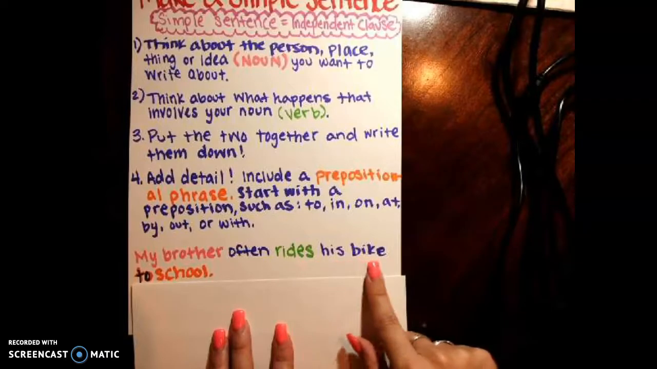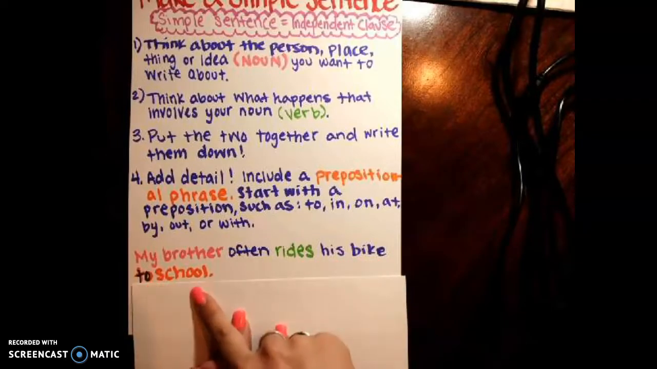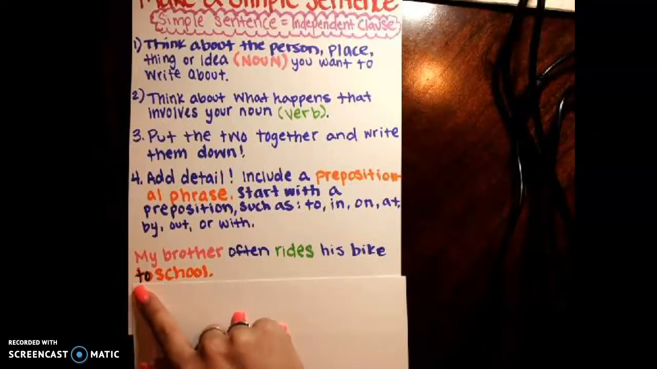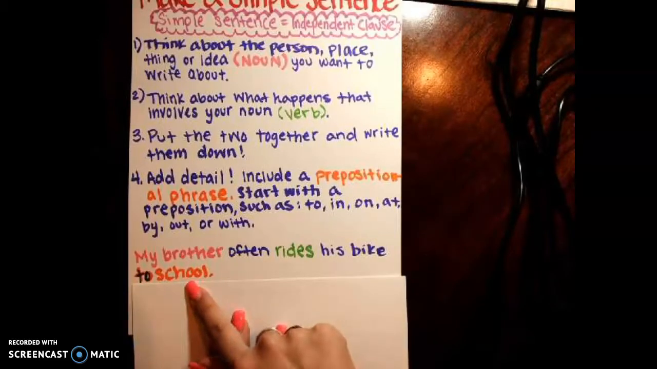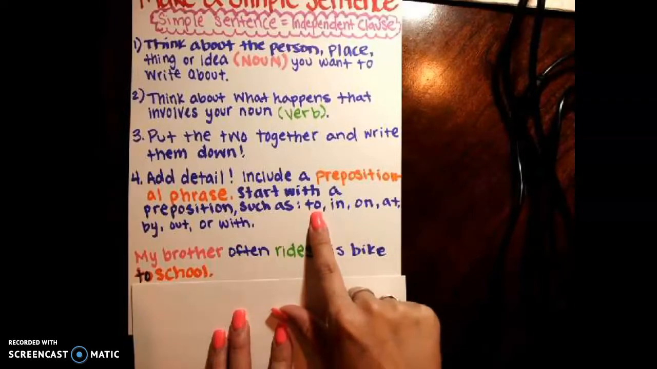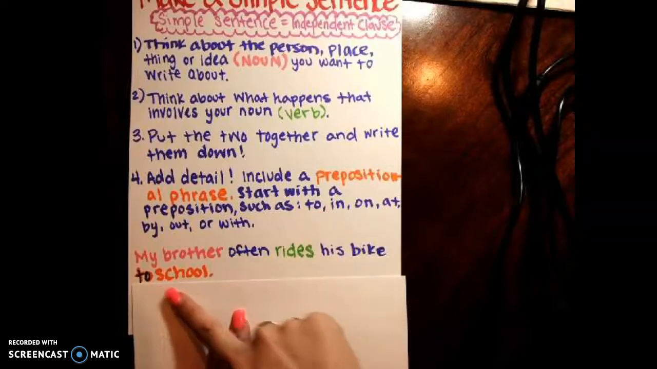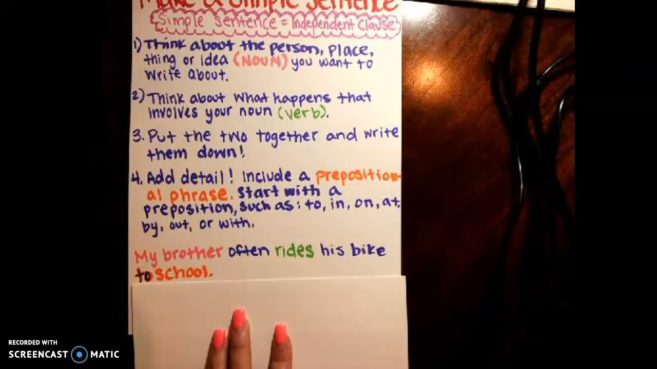His bike to school. So when Mr. Regacious was writing this, I accidentally put this in purple, but I outlined it in orange, to school, to show you it's our prepositional phrase because that starts with to. So, to school. I'm going to give you one more example to help you.